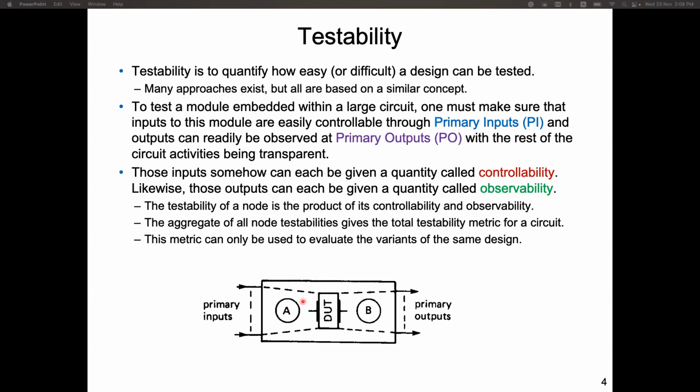Say we wanted to test a module within a large IC. The IC has primary inputs and primary outputs, so you can send a signal directly to the primary inputs and observe signals at the primary outputs directly. Say you have a module deep inside this circuit. You cannot access its input directly, and you cannot observe its output directly.